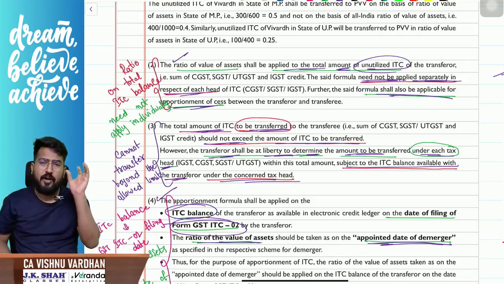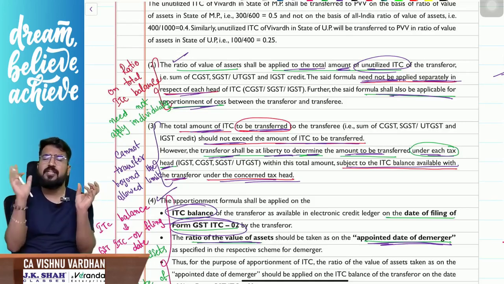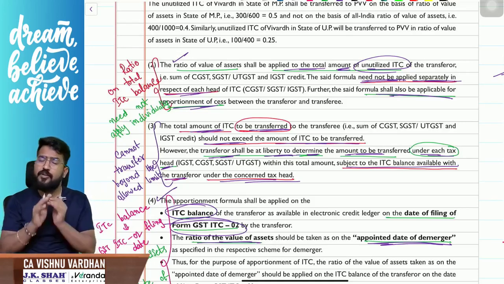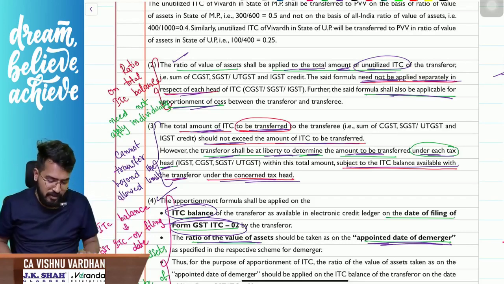And however much is there in each head, for example, in CGST you have 10 lakhs, you can transfer a maximum of 10 lakhs only to the new entity, not more than that. But in total, the percentage should match. Okay, that is the point.